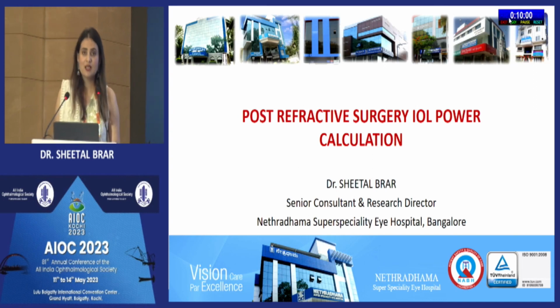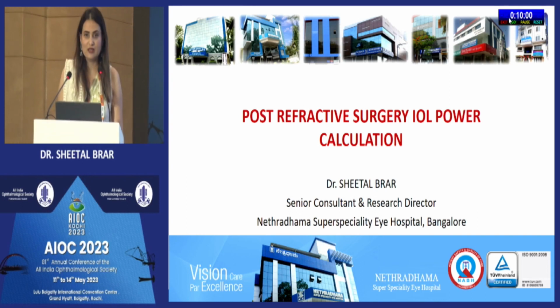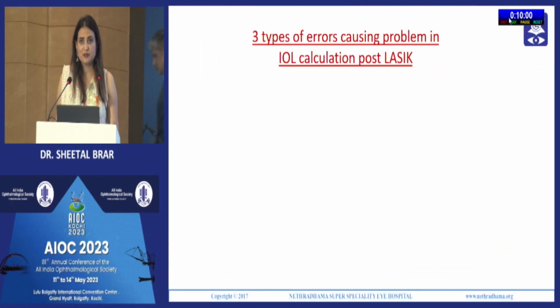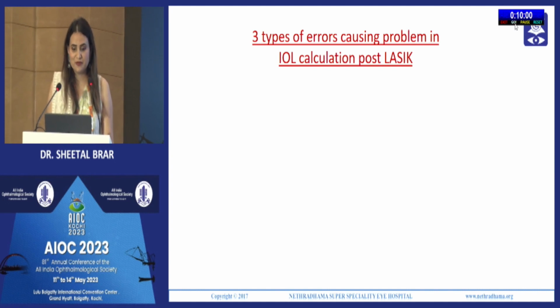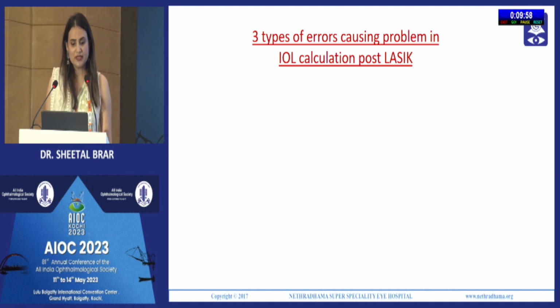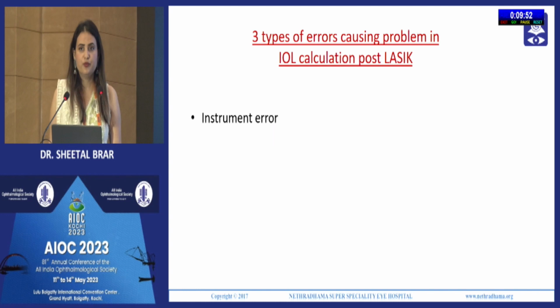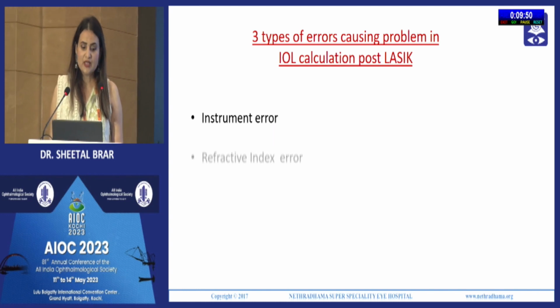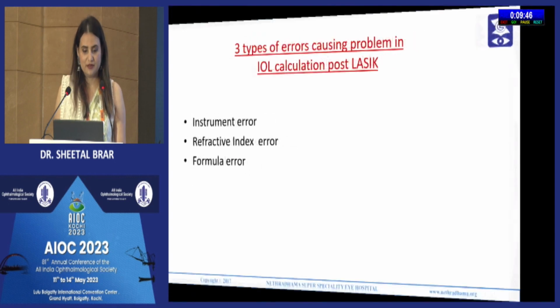Good morning, friends. I'll be talking about post-refractive surgery IOL power calculation. This can be daunting sometimes, and this is a bit of a theoretical topic, so please bear with me. There can be three types of errors that may be causing problems with IOL power calculation post-LASIK. The first error is the instrument error. The second error is the refractive index error, and the third is the formula error.